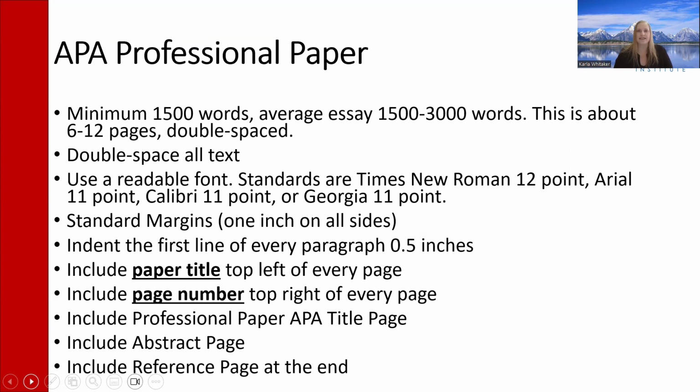So 1,500 words is the minimum, and 1,500 words typed out in 12-point font, double spaced, is about 6 pages. If you were to single space it, that would be about 3 pages, but APA format requires double spacing. So you're aiming for at least 1,500 words, or about 6 pages. They say the average essay is between 1,500 and 3,000 words, which, double spaced, would be somewhere between 6 pages and 12 pages.